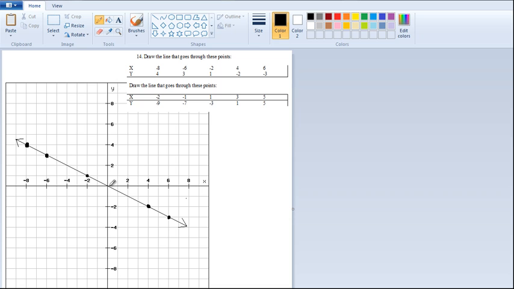-2, y is -9. -1, y is -7. 1 and -3. It's here. 3, 1. 5 and 5.